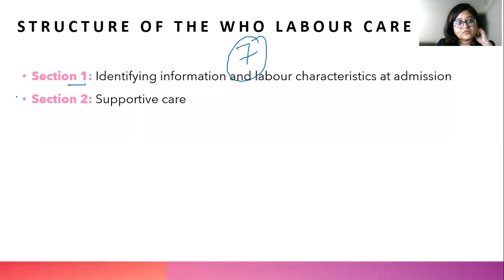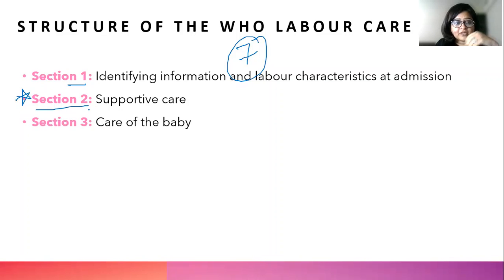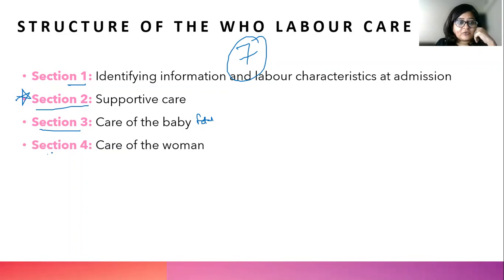Section 2 is the new one. This includes supportive care, whether the woman has an attendant with her, whether the woman has analgesia, whether the woman is mobile or supine. So all that comes under supportive care, which I will tell you a little bit more about. Section 3 is care of the baby. That means the fetal status, fetal heart rate, caput, molding, liquor, all that. Section 4 is care of the woman.